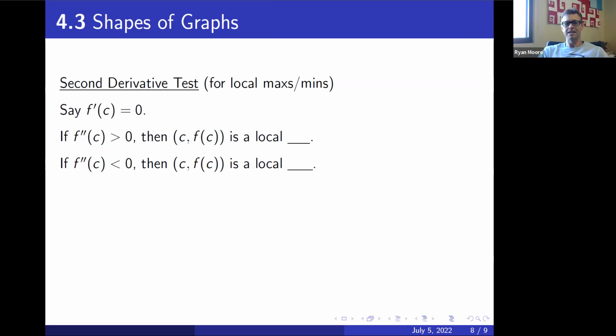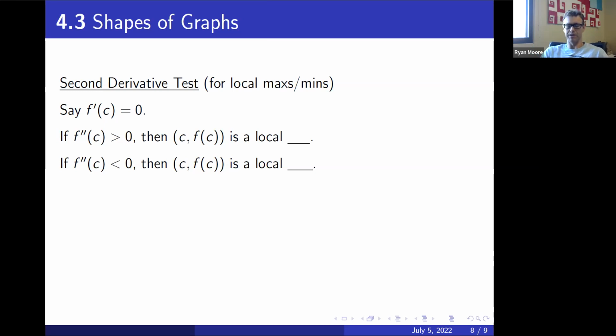If at that same place, the second derivative is positive, then what would that tell us about the point (c, f of c)? Would it be a local max or a local min? And we'll do the opposite. What if at that point the second derivative was negative? Then the point (c, f of c) is a local what? Is it a local max or a local min?